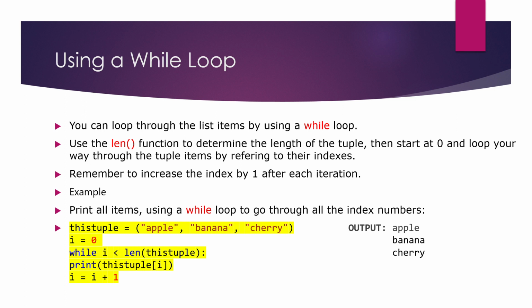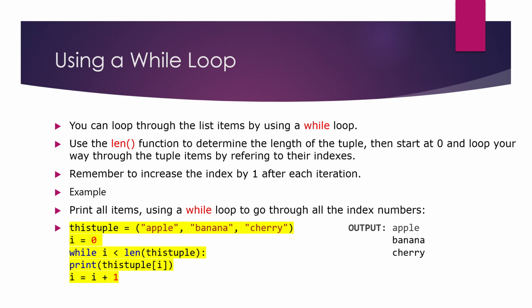When we run this program, you can see i is 0. So 0 is less than the length of this tuple. When you count, there are 3 items. So 0 is less than 3, so print the 0 index item. Apple comes, then we add 0 plus 1, which is 1.